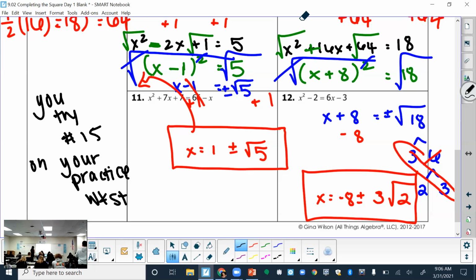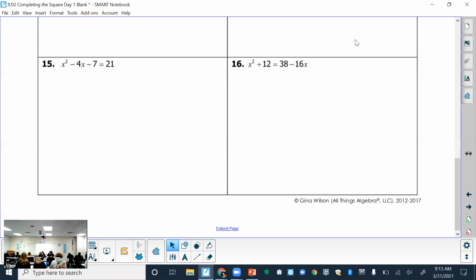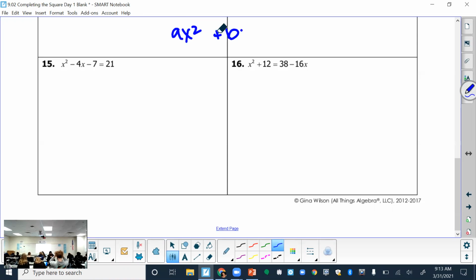But the first step is always to rewrite it. You want it to be rewritten so that the x terms are on the left side and the constants are on the right side. So what number has to be moved in number 15? The 7. How can I move it?